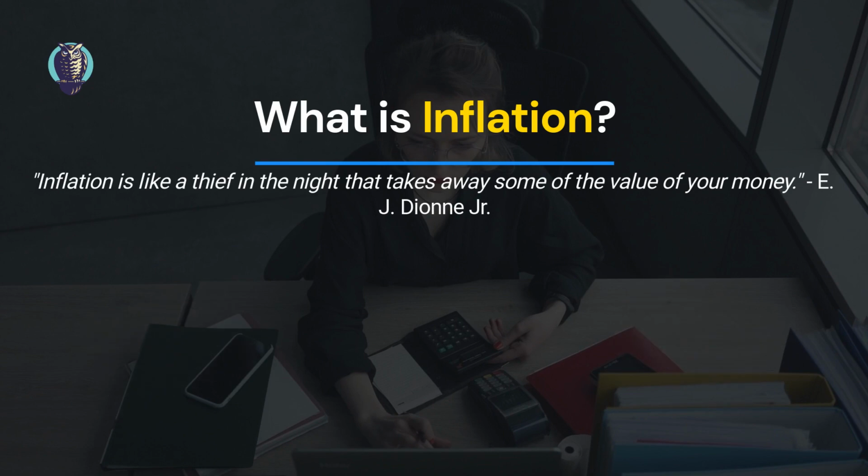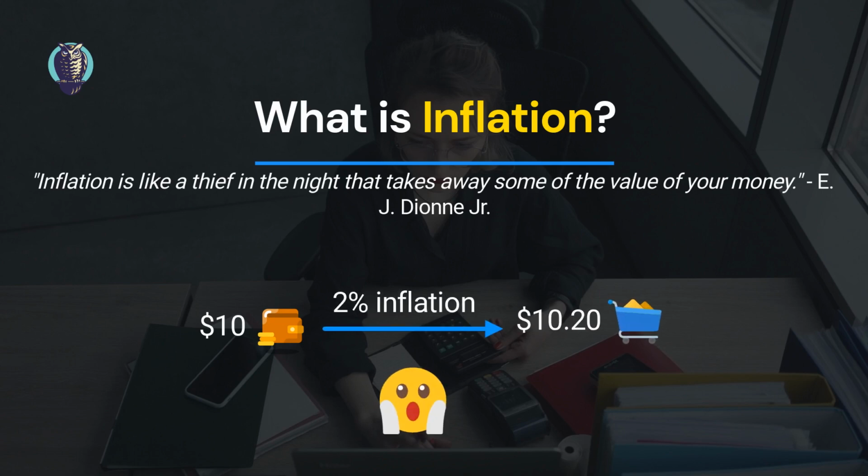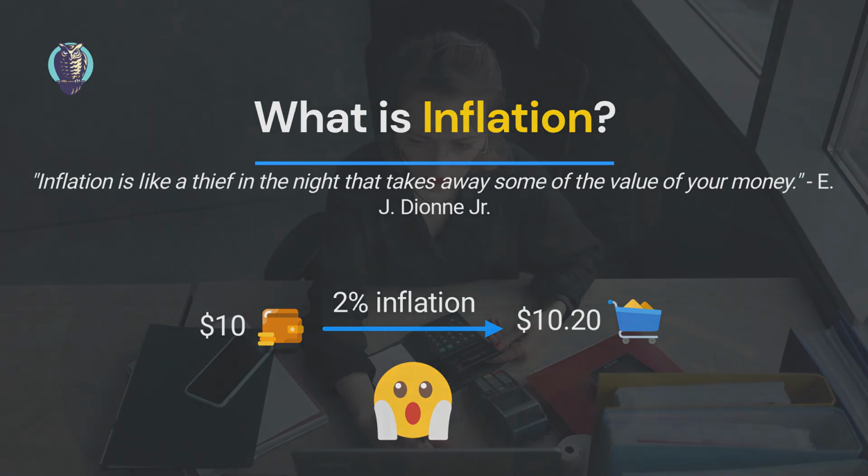Let's take an example. If you have $10 now and inflation is 2%, you might need $10.2 next year to buy the same things you could buy for $10 this year.